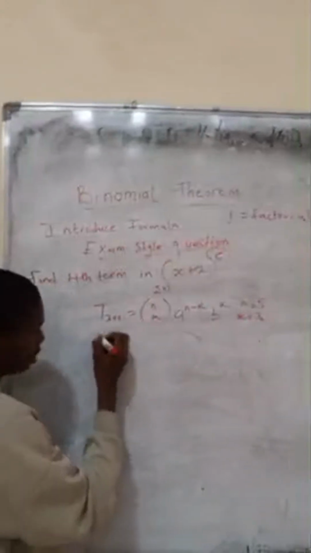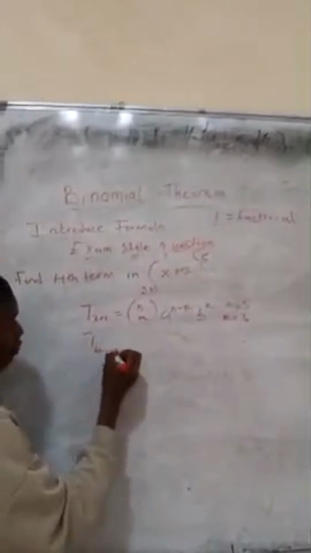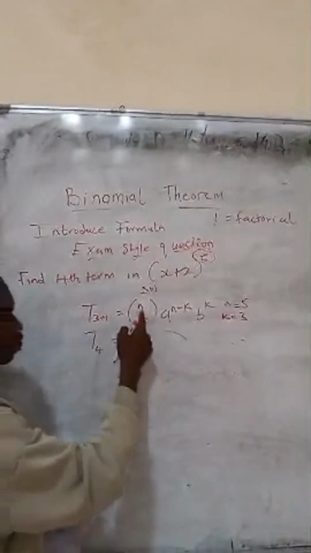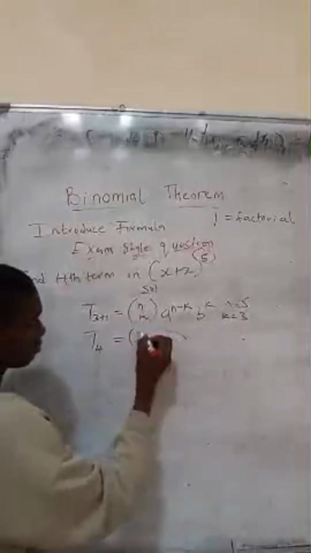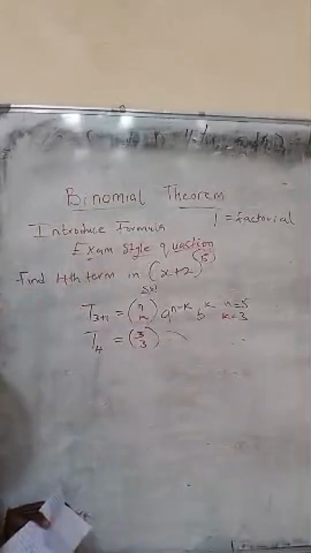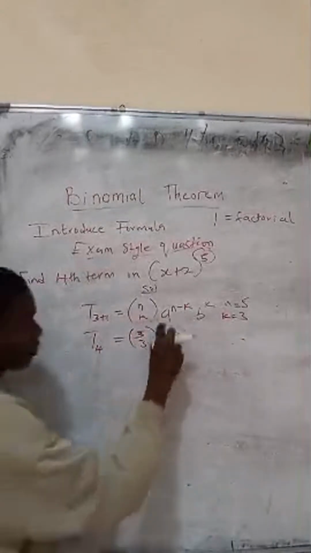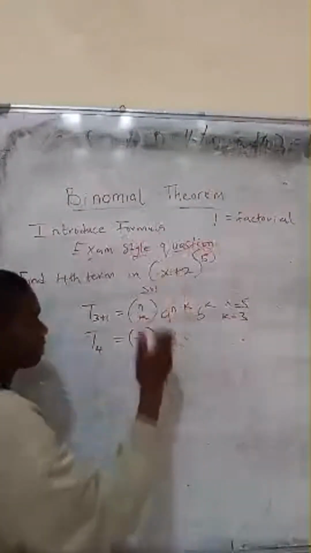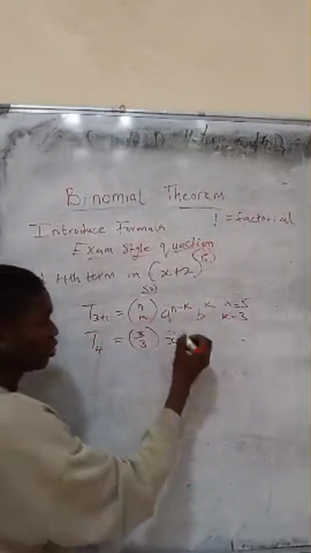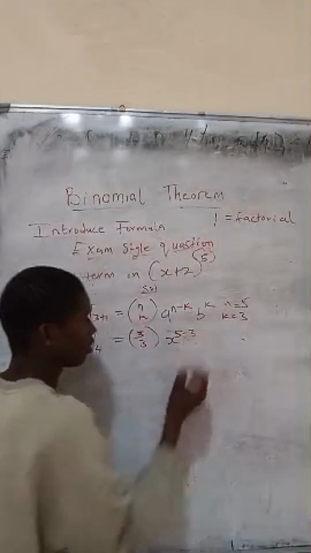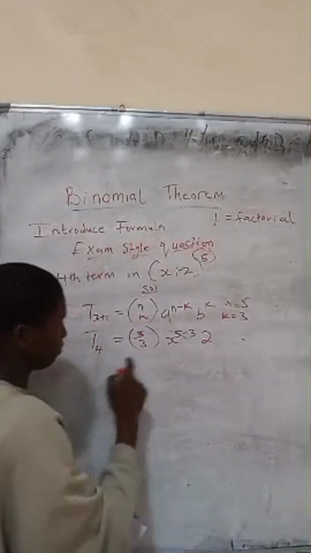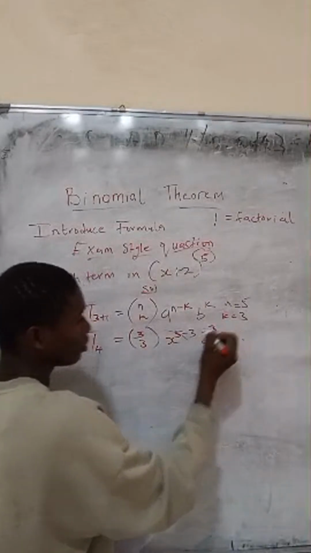So now say t, then my 4 is equal to my n here, which is 5, then my k, which is 3. Then from this point, I have my value of a, which is x. So I have x raised to the power of 5 minus 3. Then my b part is 2, so 2 raised to the power of k, which is 3.